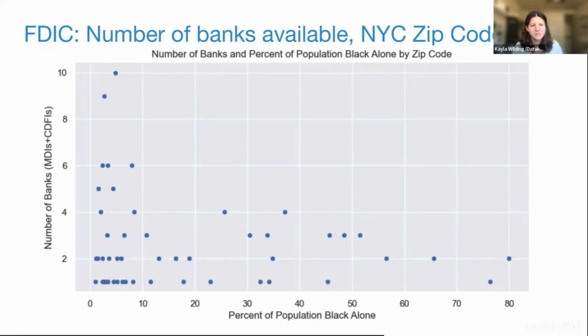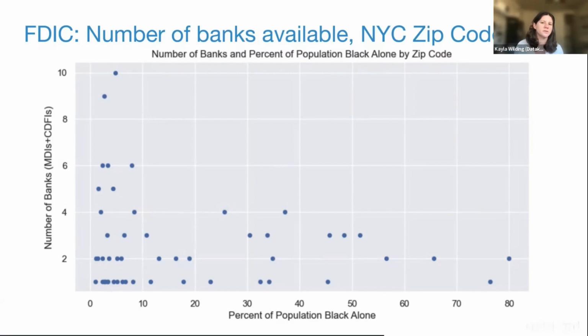MDI is a Minority Depository Institution, which are institutions that are either owned or directed principally by a minority group. And then CDFIs are Community Development Financial Institutions, and they are targeted at expanding economic opportunities in low income communities by making sure that products are available to everybody in those communities. So you can see sort of this negative relationship between these two variables.